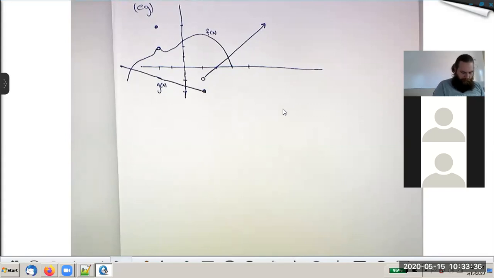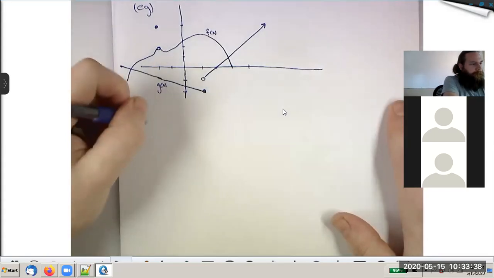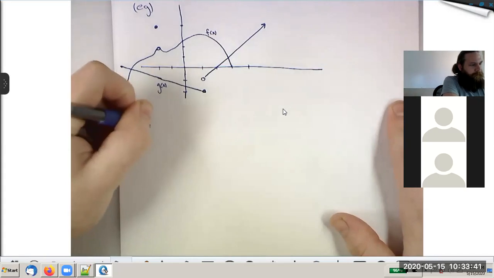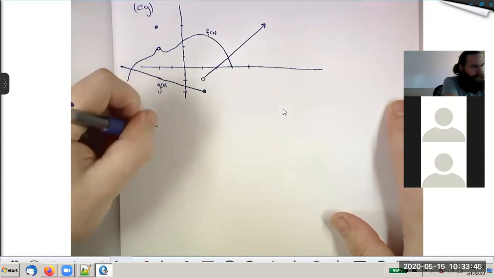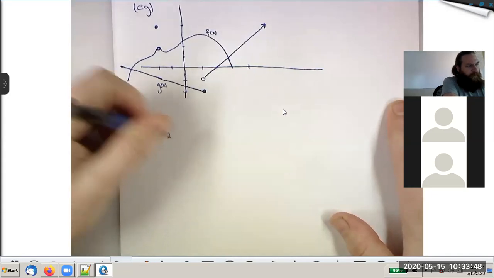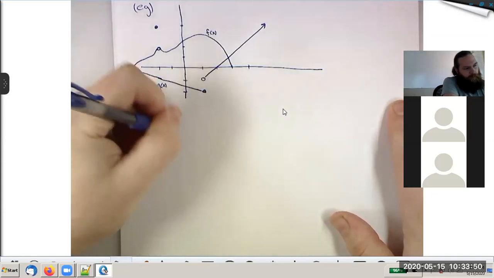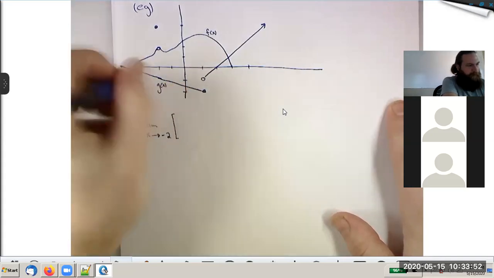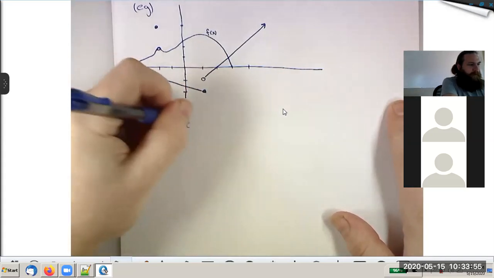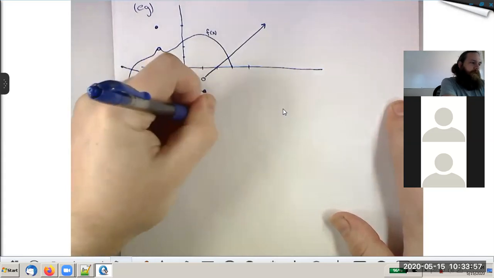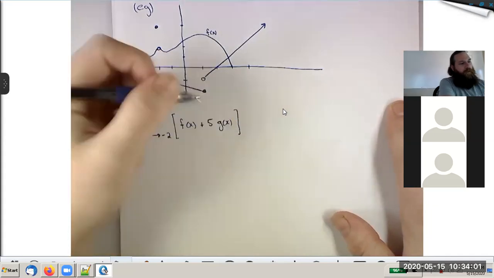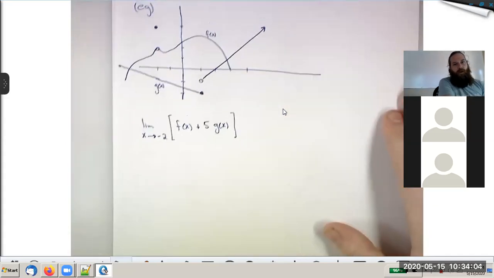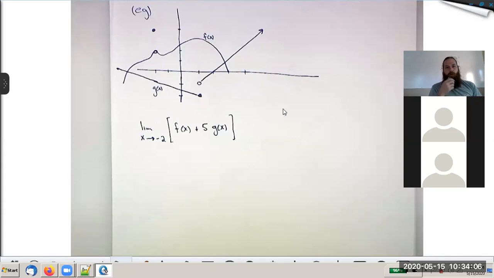So I'd like to compute a few things. Let's find the limit as x approaches -2 of f of x plus 5 times g of x. And the idea is that I could get the limit of f and the limit of g on their own from the graph, but now I want this limit of a combined function.